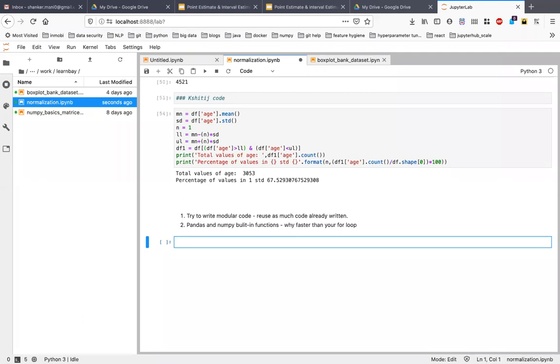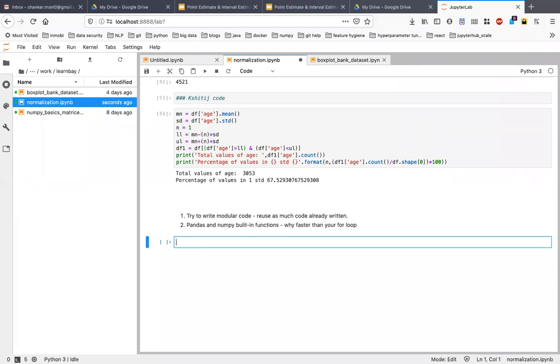So there are so many things in pandas, right? How do you concatenate two columns? How do you remove some rows? How do you remove some columns? How do you rename some columns? All those things. How do you merge columns? How do you pivot? There are so many things that are important.